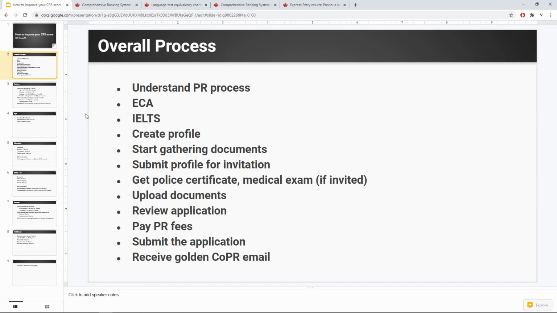And if everything goes right, then hopefully you will receive the COPR email. COPR means confirmation of PR. In the PR applicants community, it is also known as the golden email.